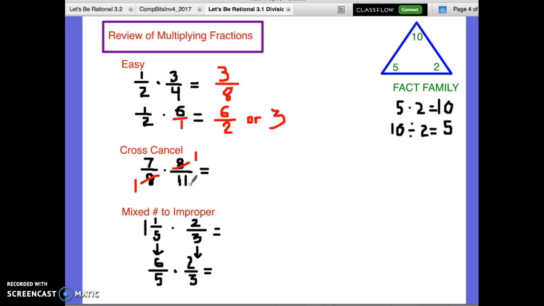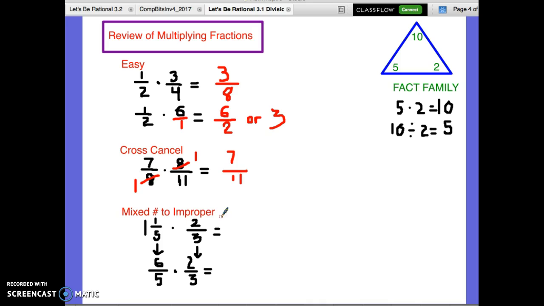And then I look on the other diagonal. There are no common factors with 7 and 11, except for 1. So I'm going to multiply across. 7 times 1 is 7, and 1 times 11 is 11. There's our answer.